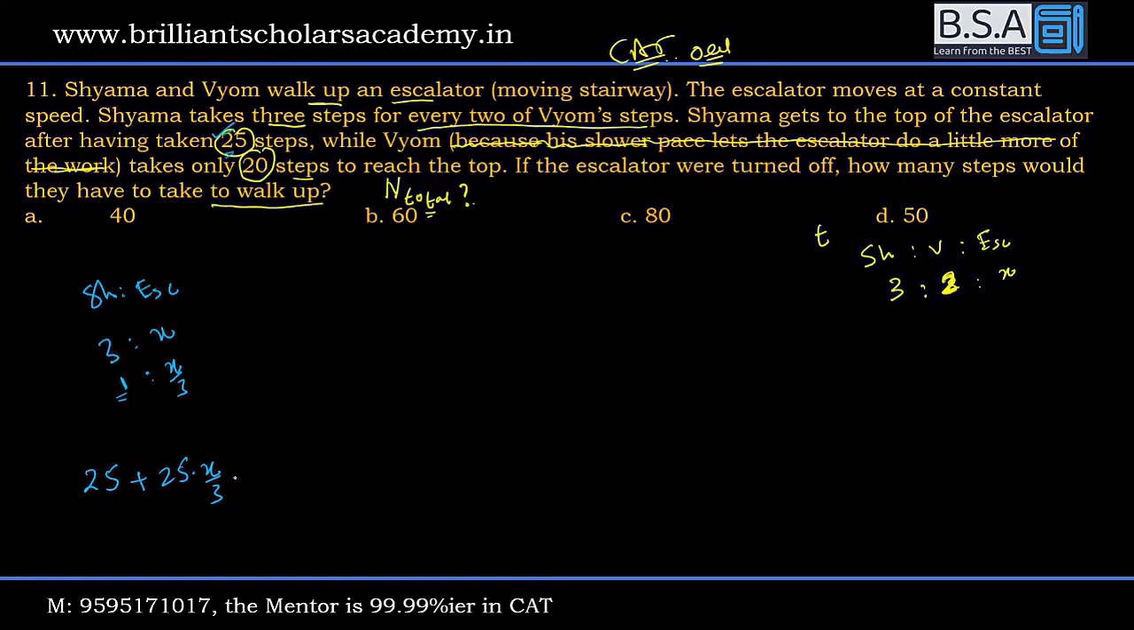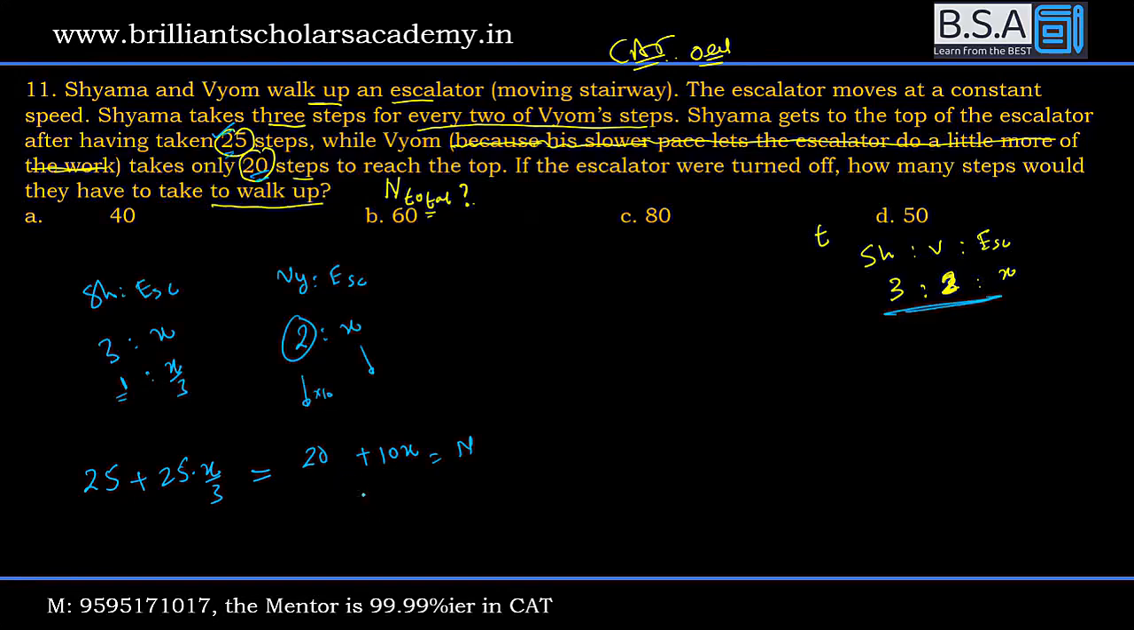While if I focus on Vyom and escalator, no need to write this again and again. You can do it from here by observing. This is 2, then this is x. What do I have to make this? Vyom's 20. If I make it 10 times, I will have to make this also 10 times. Total steps are n. Solve, your job is done.